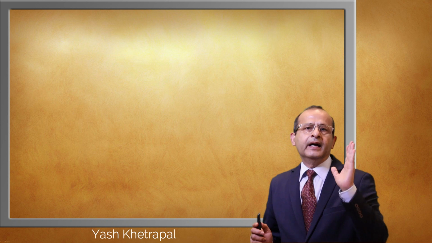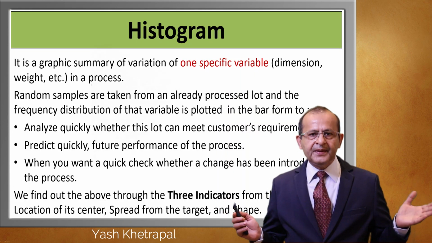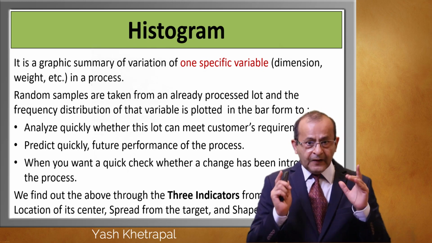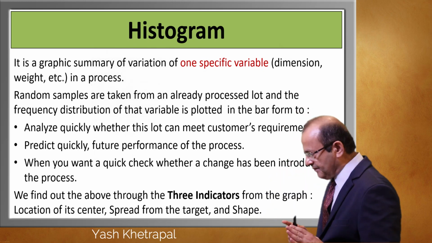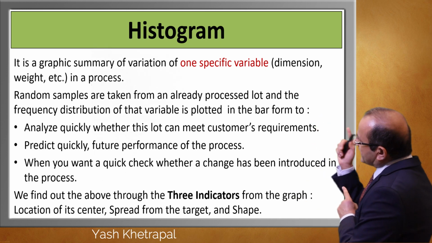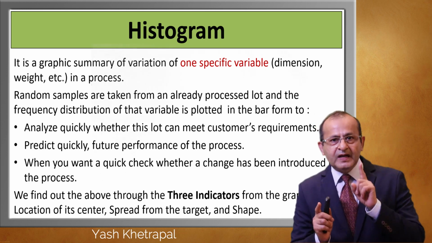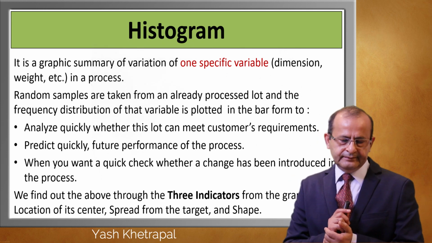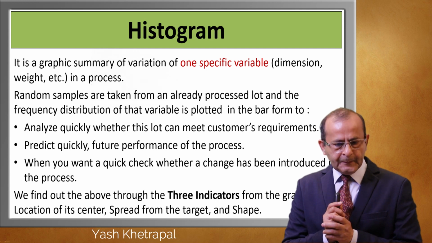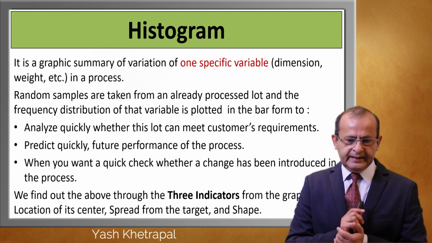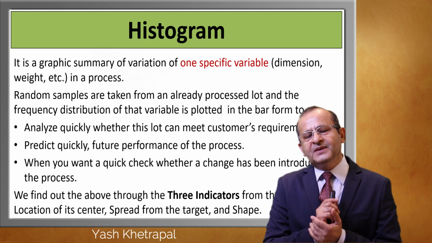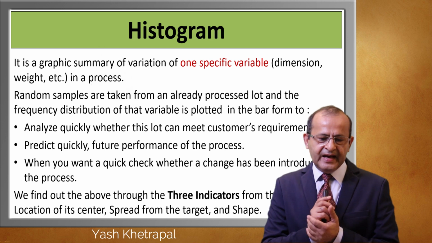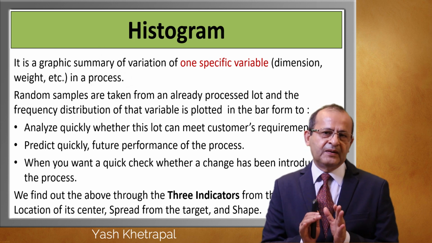In my previous video, I had told you what a histogram is. It's a graphic summary of variation of one specific variable. Just one, look at this slide. It could be any dimension, could be weight in a process. Random samples are taken from an already processed lot and the frequency distribution of that variable is plotted in bar form. Why?